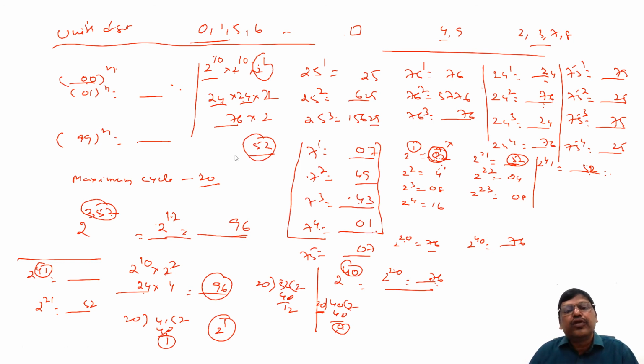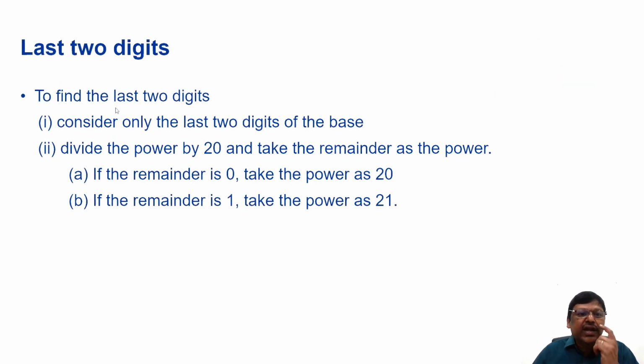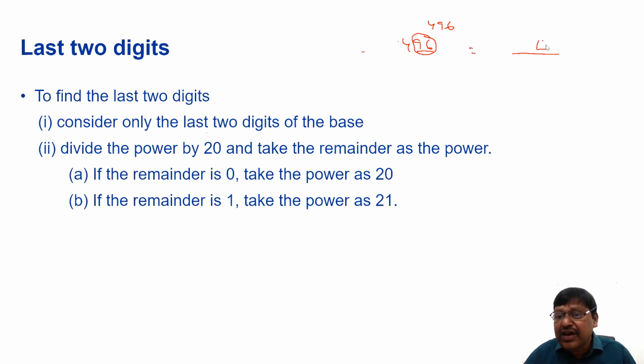Then we will take up a few more examples, if there is any confusion, that will clear it. To find the last two digits, what is the summary of this discussion? Consider only the last two digits of the base. What I mean is, suppose I ask you 496 power 496, I'll only consider the last two digits. I don't need the rest of the number because I need only the last two digits. That's the first point. Next, divide the power by 20 and take the remainder as the power.